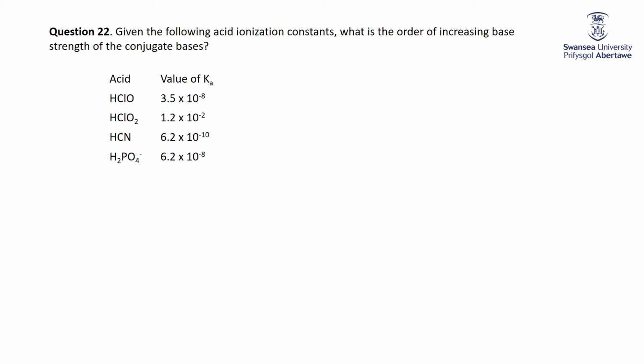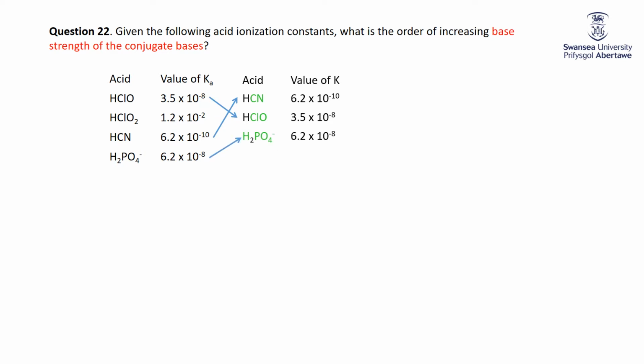So given the following acid ionization constants, in other words Ka, what is the order of increasing base strengths of the conjugate bases? Okay, well, let's order them out in terms of increasing K. So HCN was the weakest, and then HClO, and then H2PO4 minus, and finally of the ones listed here, HClO2 is the strongest of the acids, just listing them out in the values of K. So therefore HCN is the weakest of these acids because it has the smallest K value, HClO2 the strongest of the acids because it has the highest K value.